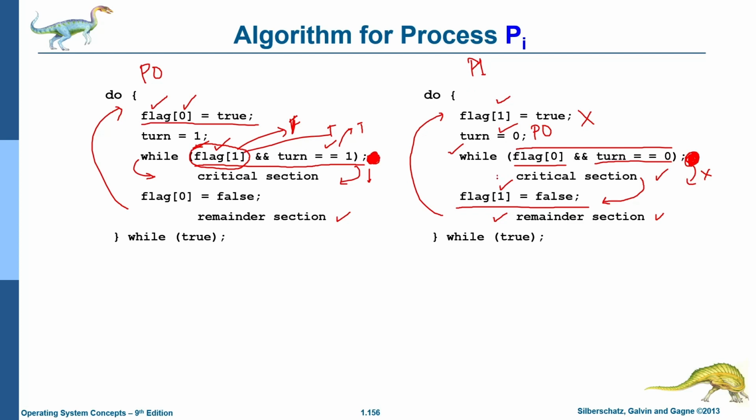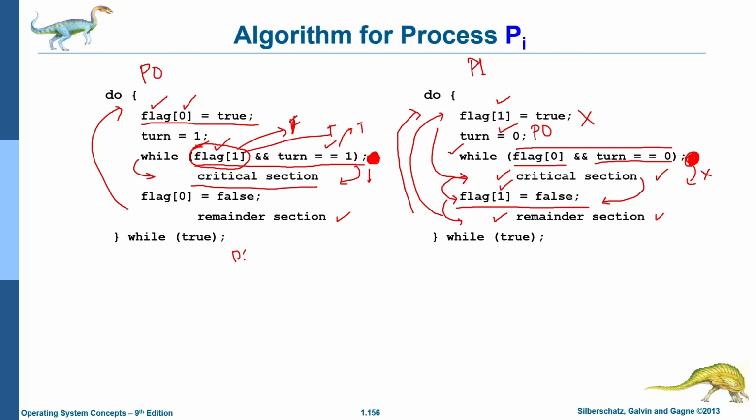P1 is running in its critical section and P0 is continuously checking what's going on. It's not able to enter because this condition is always coming out to be true. The moment P1 comes out of its critical section, it sets its own flag to false. What's going to happen here? This condition will immediately become false and P0 will get a chance to enter its critical section.